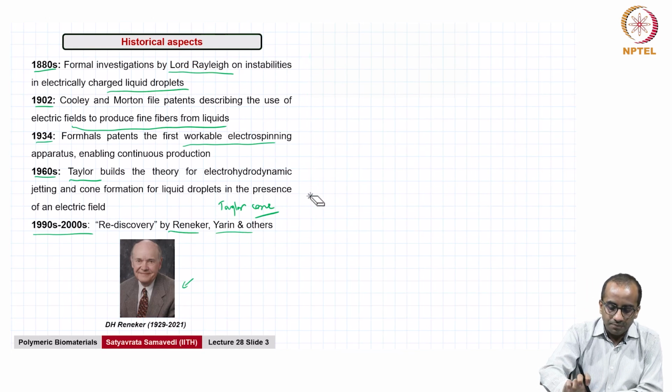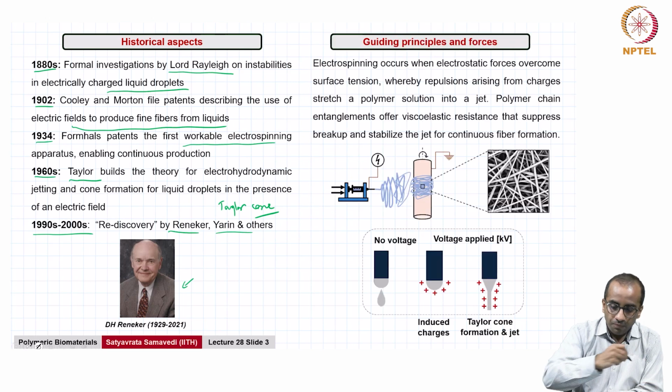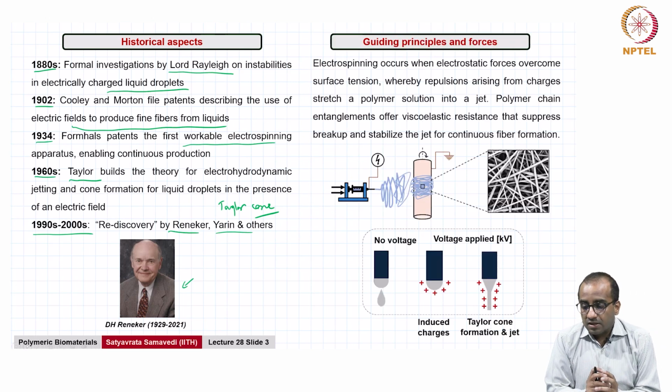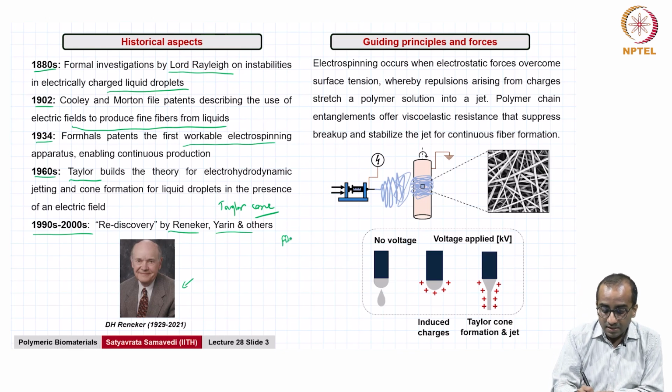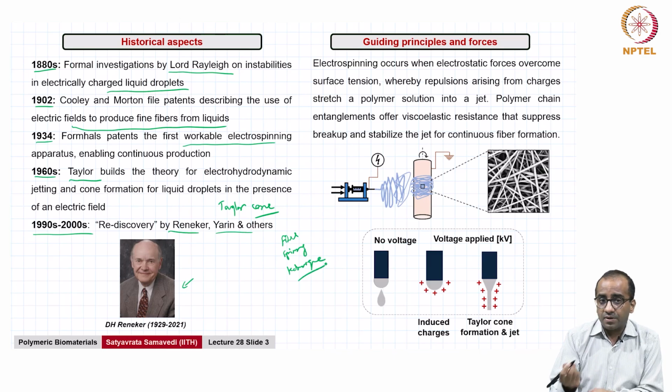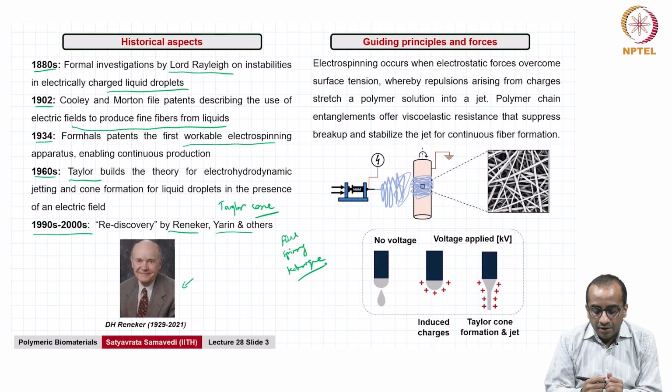So with that quick historical perspective, let's move on to looking at the guiding principles and the forces involved in electrospinning. Electrospinning is a fiber spinning technique, right? We have hinted at this in the earlier lecture, and we looked at fiber spinning, where we saw that there was a requirement for a spinneret, but in electrospinning, the driving force is an externally applied electric field.